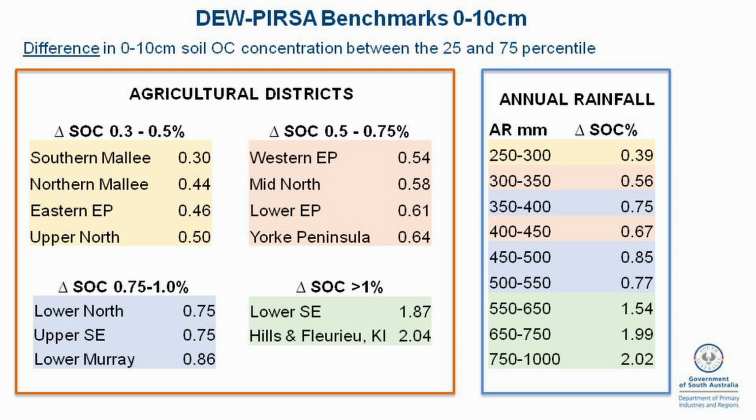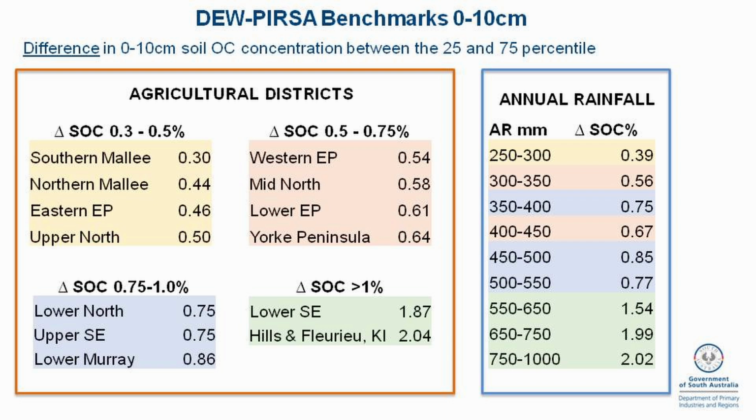So when you're talking to people and they ask, how much carbon can I expect to change in my area? This gives you an idea. This is the difference in carbon value between the 25th and the 75th percentile, and all I've done is colour code them. If you're in the Southern Mallee, Northern Mallee, Eastern EP and Upper North, the chances are you're going to change between 0.3 to 0.5% carbon, going up to that practical target if you're at that lower point. If you look at the green areas, that's where you're likely to go over 1 to 2%. That's the lower southeastern hills and Fleurieu.